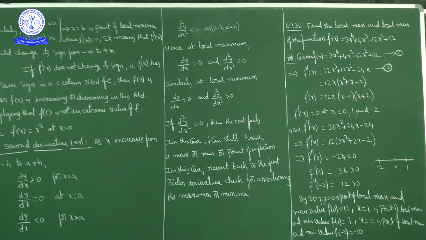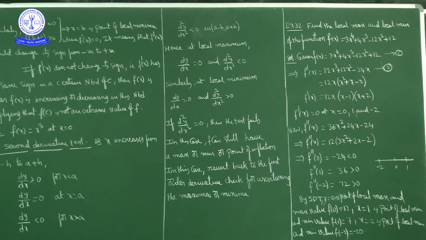Now the second derivative test states that if f is a continuous and differentiable function, then for a given function f of x, we find f dash of x and equate it to 0, and find the zeros of f dash of x. Suppose at x equal to 2, 3, 4, something you got. Then find f double dash of x and its sign at the points where f dash of x equals 0.